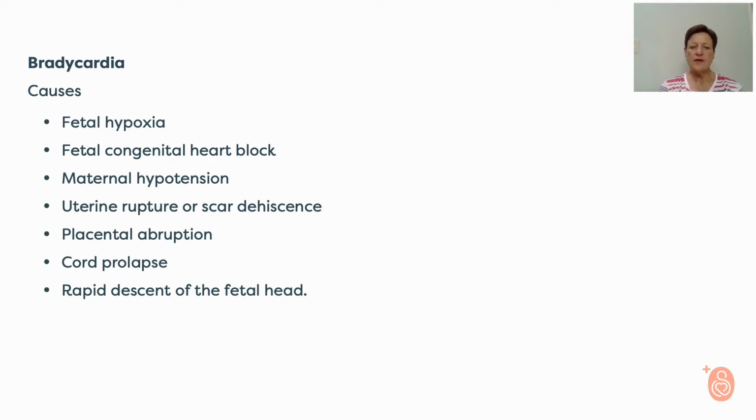Also uterine rupture, and specifically where there's a previous scar, and a little bit of the scar is starting to rupture, we might also get fetal bradycardia. Placental abruption is another example. With cord prolapse, we might also get decelerations, but also eventually bradycardia. Or a rapid descent of the fetal head might sometimes cause a bradycardia.